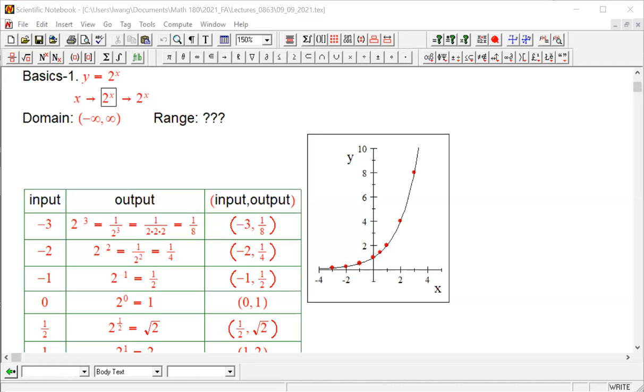of 2 to the power x. Okay, this is the function that you might have seen before, or haven't done before. It all doesn't matter. Okay, we just do it as our first example.